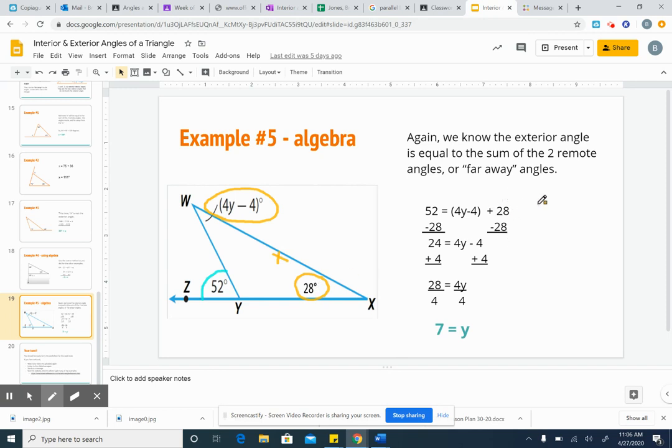Now we have to try to combine like terms. I just easily subtracted 28 from both sides. You could have dealt with the -4 and the 28. It doesn't matter which one you do first. So I took away 28 on the right, subtracted on the left. So I get 24 equals 4y minus 4. Now I can use my inverse operation and add 4 to both sides. So I can isolate my variable, and I have 28 equals 4y. Divide by 4 on both sides. Inverse operation. We want to get that y by itself. And you're left with 7 equals y.